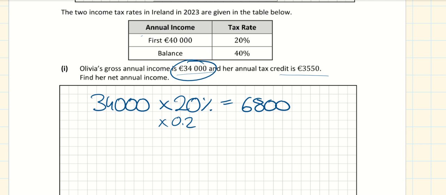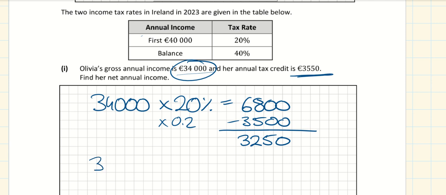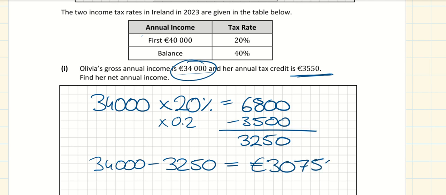But you're also told she has this tax credit. So tax credit is removed off the tax. So she's not actually going to be taxed that much. She's going to get that much back, meaning that she has 3,250 euro in tax. And so tax is taken off her pay. So 34,000 minus 3,250. So you minus off her tax and she's left with 30,750 euros. Okay, so that's net annual income. We'll just highlight that, net annual income. Okay, that's after tax.